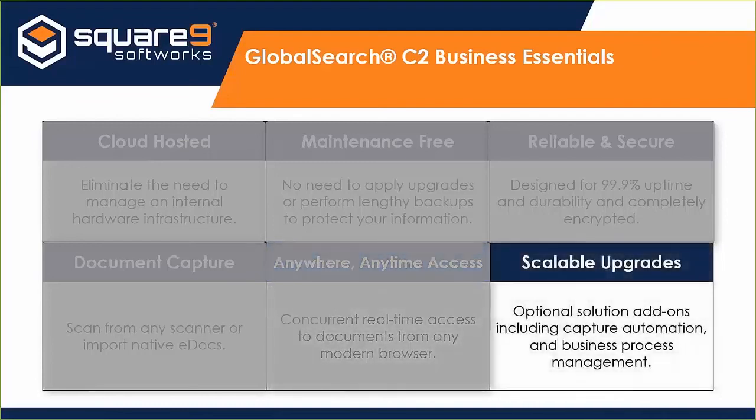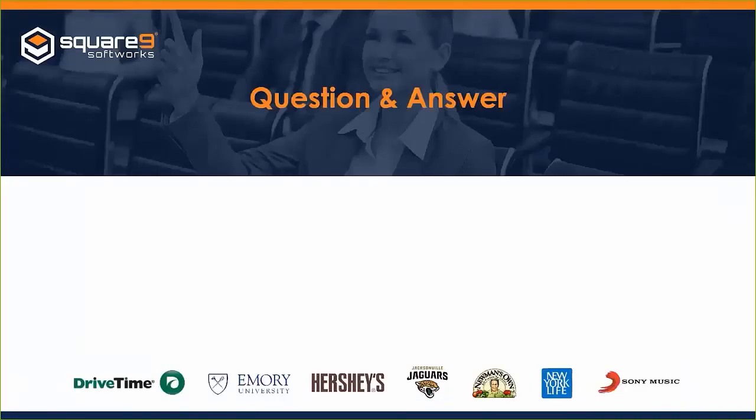And as we discussed, this solution is scalable. You can optionally add on solutions for capture automation, like our Global Capture solution that adds the ability to do optical character recognition to automatically process documents. You could add our workflow engine, Global Action, for business process management. That can be used to examine the criteria of documents and automatically route them through a workflow process. So again, that's Global Search C2 with Business Essentials.